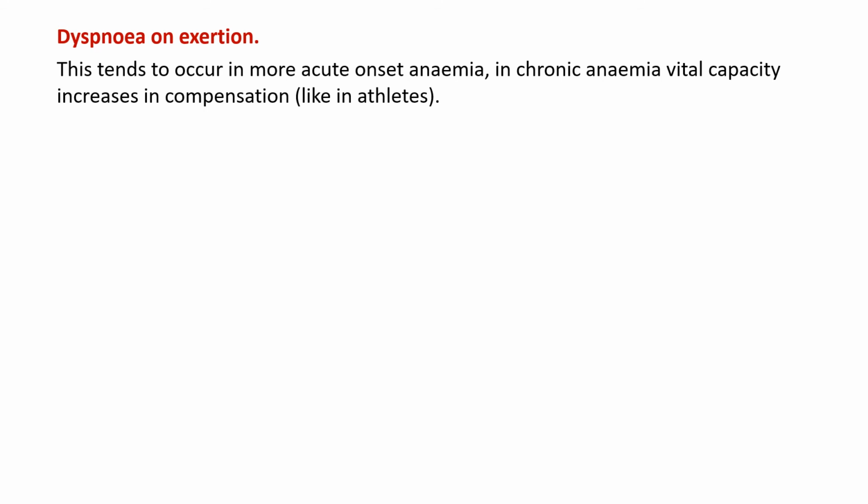In chronic anemia, the vital capacity of the lungs increases to try and compensate for this reduced ability to carry around the oxygen. And this is a bit like athletes, because if you increase the tissue demands by lots of exercise, then the pulmonary system will increase its functionality, if you like, its vital capacity, to try and deliver the levels of oxygen that you need.